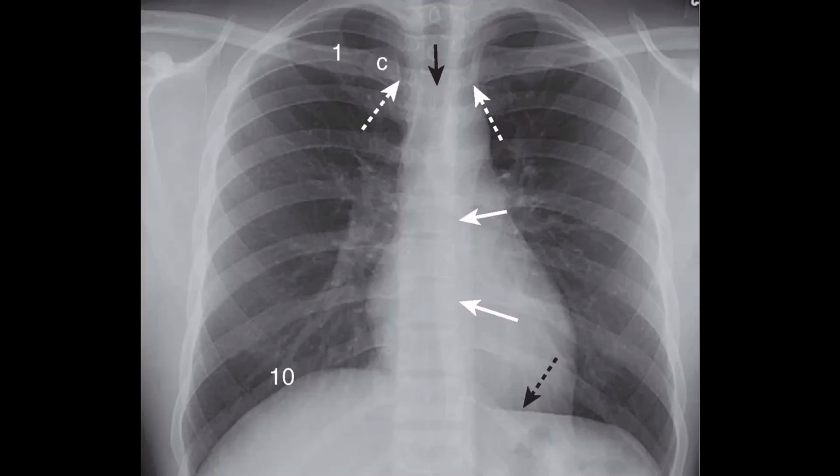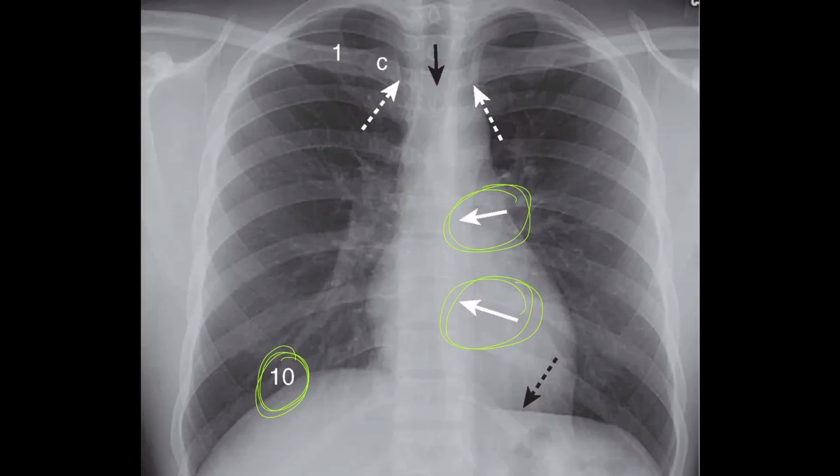What we are going to look at in the first instance is three things: penetration, inspiration, and rotation. With a normal penetration of the chest X-ray, you should be able to see the spine through the heart, like here. And with a normal inspiration, you should be able to see at least 8 to 9 posterior ribs, and in this chest X-ray you are able to see 10.